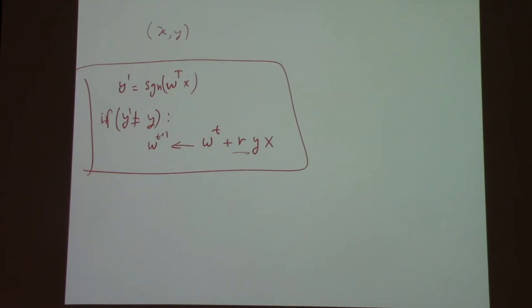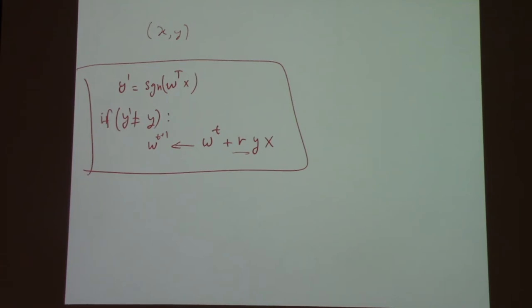Questions about the mechanics of the algorithm? Yes? So the features, if they're binary, should it be 0 or -1? That would have a big effect on it. It seems like it would, but actually it does not.